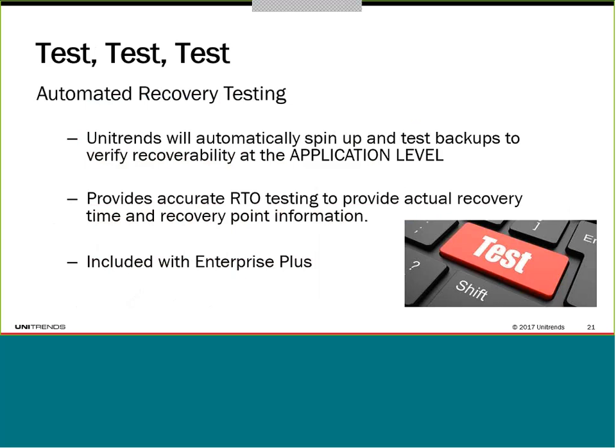So Unitrends has an automated recovery test system and application called Recovery Assurance. And this will spin up and test your recovery in a test and dev environment all the way up to the application layer. If you also contract with our premium DRaaS services, we will include automated recovery testing on a monthly basis. And we will actually produce for you and let you know what your recovery capabilities are.